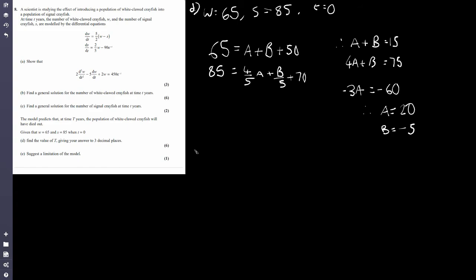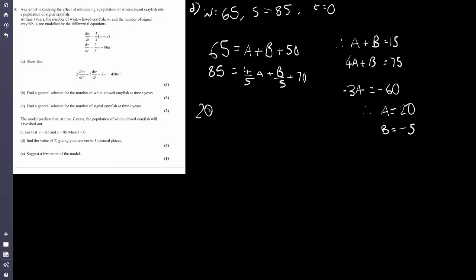Okay, so we're looking at when w is equal to 0. So remember, w is equal to ae to the half t plus be to the 2t plus 50e to the minus t. So we're going to set this equal to 0, and we're going to use these values here. So where a was, it's going to be 20e, and then we'll have minus 5e to the 2t.